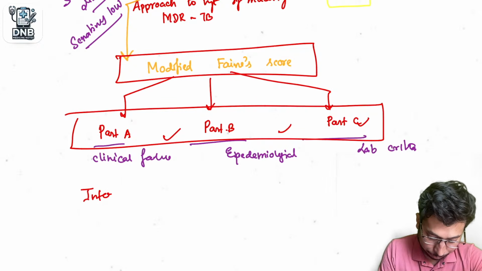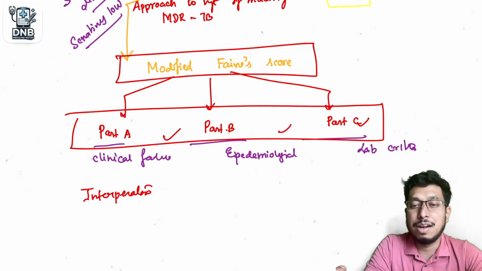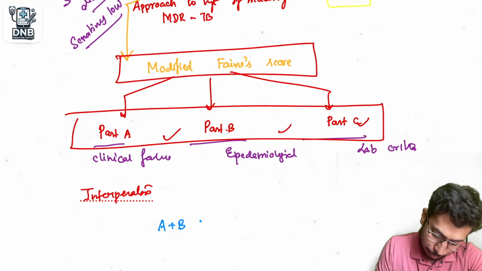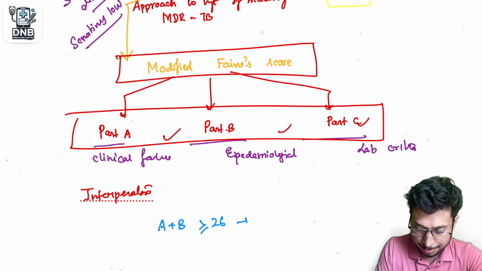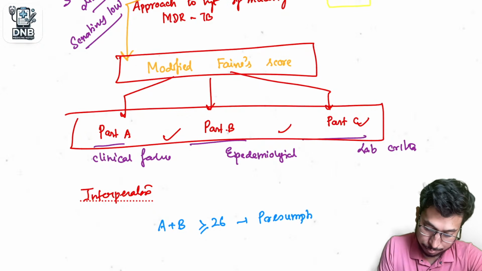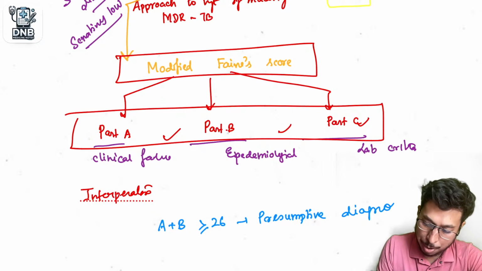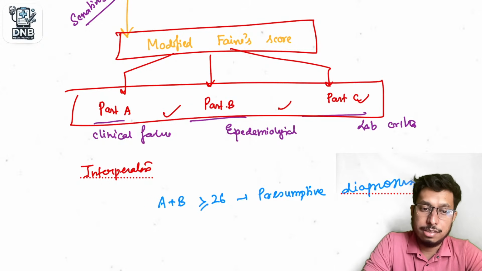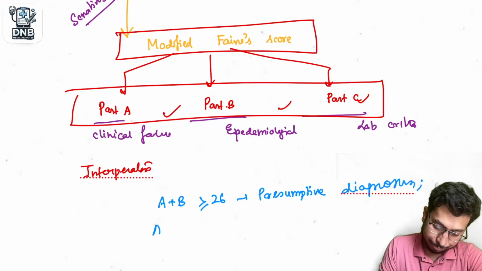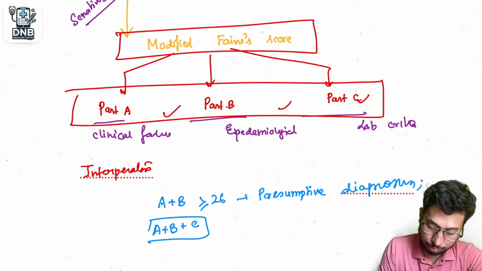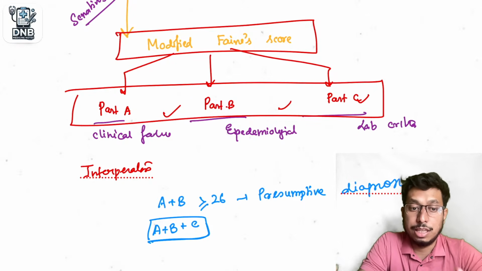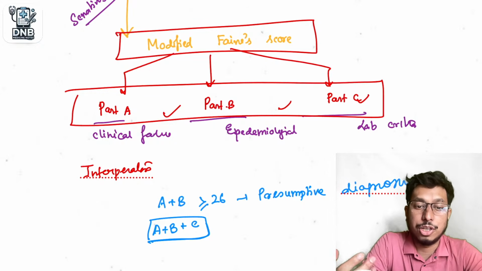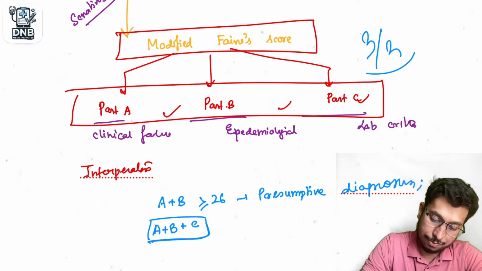Interpretation is that if the score of part A plus part B is more than or equal to 26, it is a presumptive diagnosis. Based on the presumptive diagnosis, we go for part C, that is the lab criteria: IgM ELISA, MAT, and PCR. And if A plus B plus C is coming particularly more than 25, in such a case with inclusion of C also, it is confirmation of the diagnosis. So that's how you write the structure of the question so that you get a complete 3 out of 3 in the modified Faine score question.